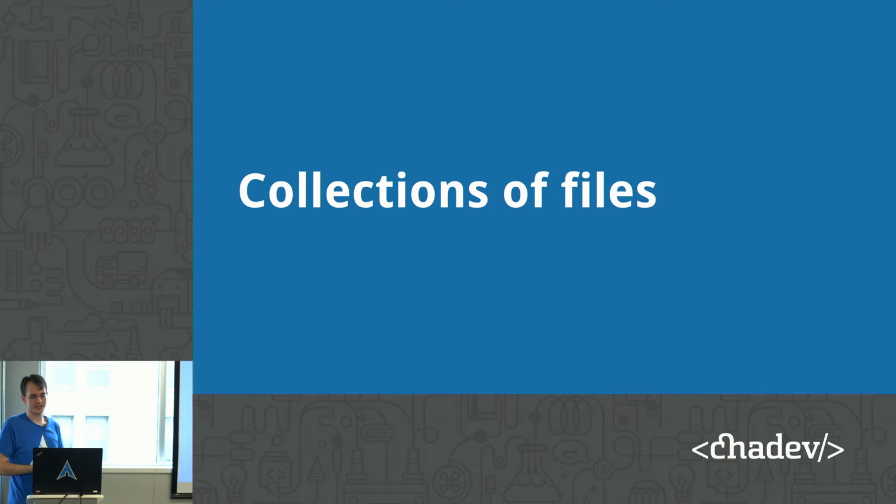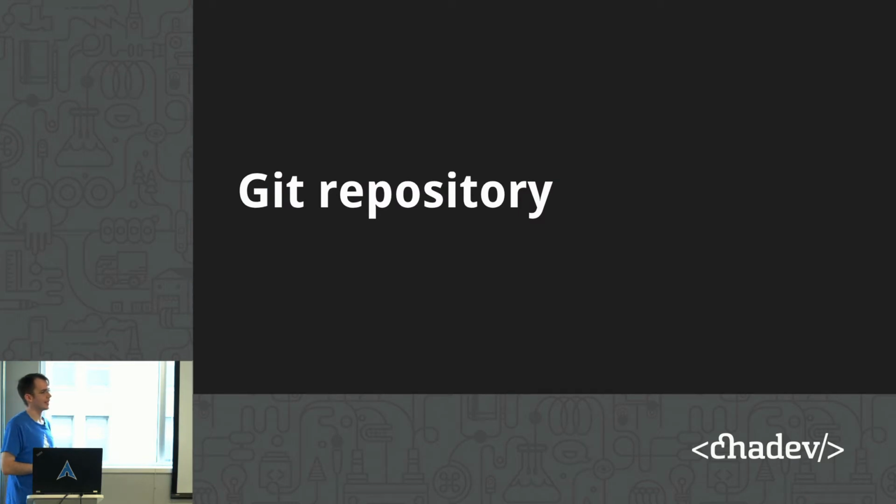OK, collections of files. So what do I mean by collection of files, right? We might have things like a Git repository. Right? A Git repository is really just a database on the file system. And Git repositories can kind of get bloaty over time, especially when people on the project that are working with you, they like to commit big binary files.